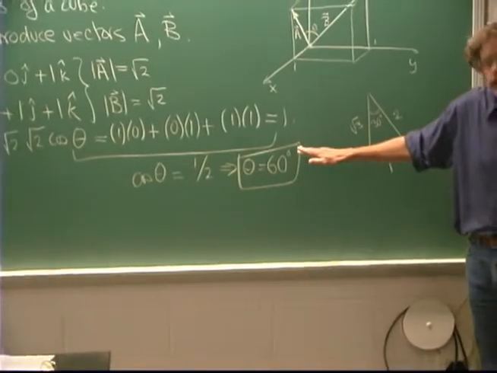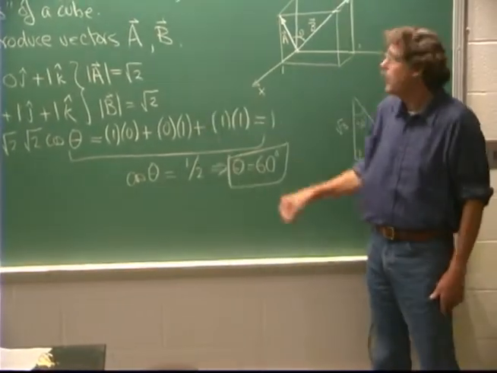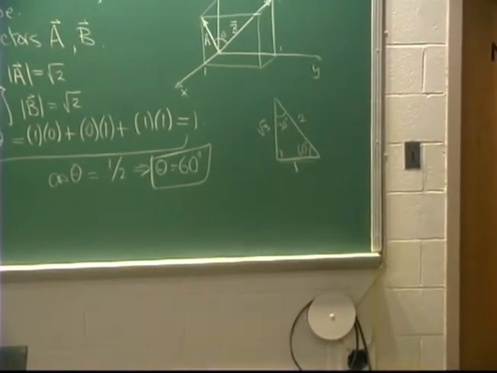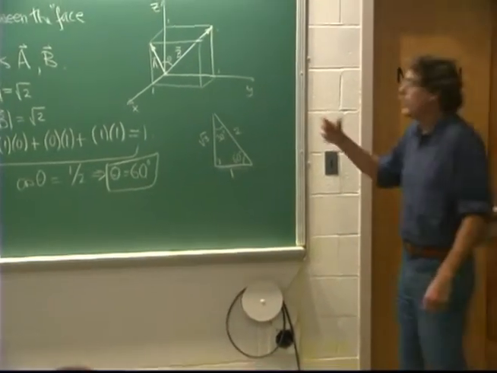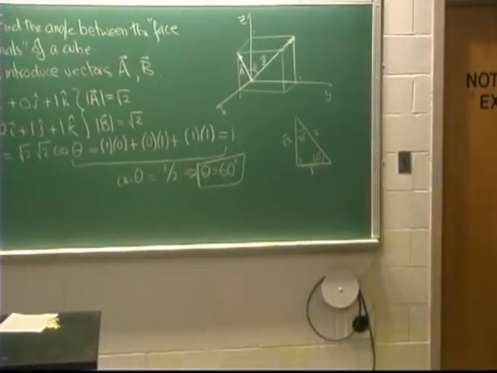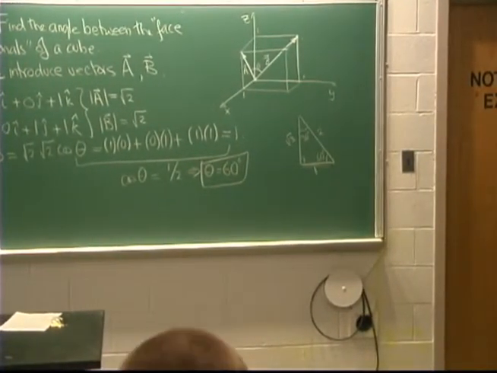The answer is neither here nor there. It's the technique I'm interested in. If you want to know the angle between two lines, represent one by one vector, the other by another vector, figure out what their components are, and then calculate the dot product by two different methods, and that's going to spit out for you what the angle between them is.